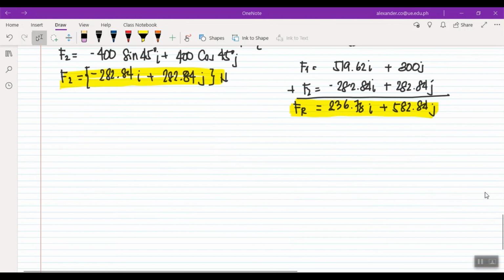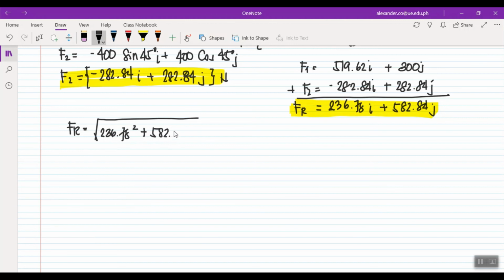Okay, hindi pa pala tayo tapos. So kung gusto niyo makuha yung value ng FR, ganun pa rin. Kung gusto niyo makuha yung actual value niya, no? So ganun mo lang ulit, 236.78 squared plus 582.84 squared. So parehas lang yan dito. So ang sagot dyan is 629.